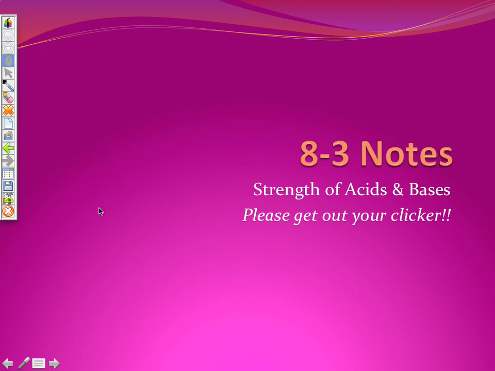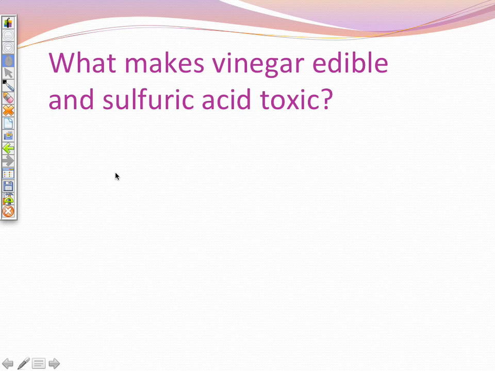Or if we came into contact with acids and bases. For instance, vinegar, which is acetic acid, also known as ethanoic acid, is edible. It's in lots of good foods. Sulfuric acid, on the other hand, is toxic in the same concentration as vinegar. It's poison to our bodies. It starts doing dangerous things.